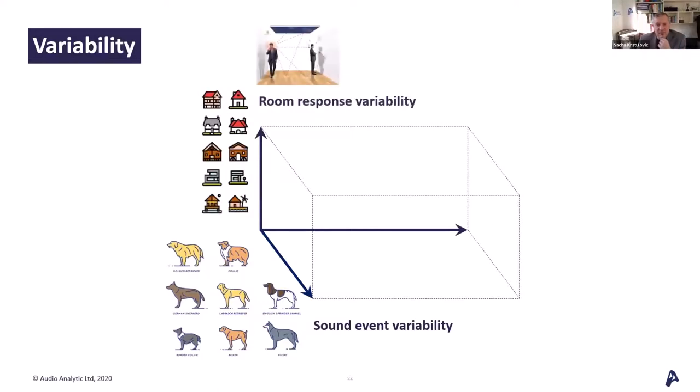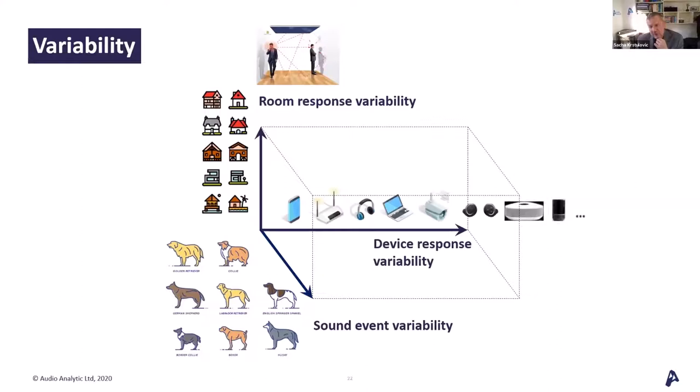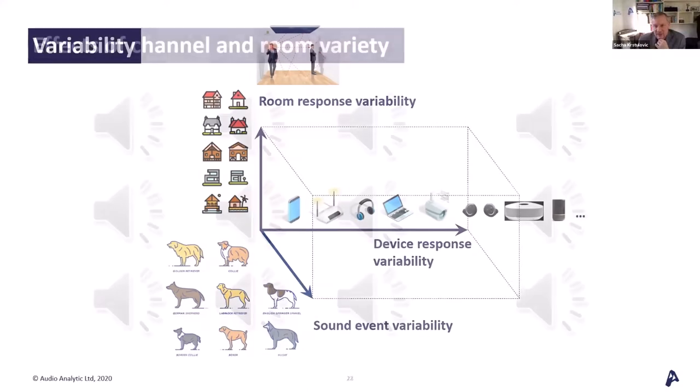Then, as we said before, they're going to be occurring in a particular environment. You might have wooden houses, concrete houses, soft furnishings, office spaces, and so on. That's a component of variability. And then also the device variability is important. The microphones in mobile phones are really different from the ones in set-top boxes, hearables, and so on. So each of these devices is going to have different responses. So how do we deal with this variability?